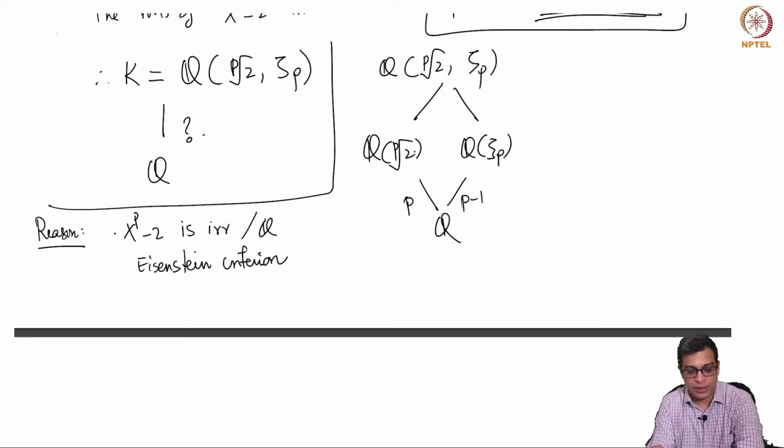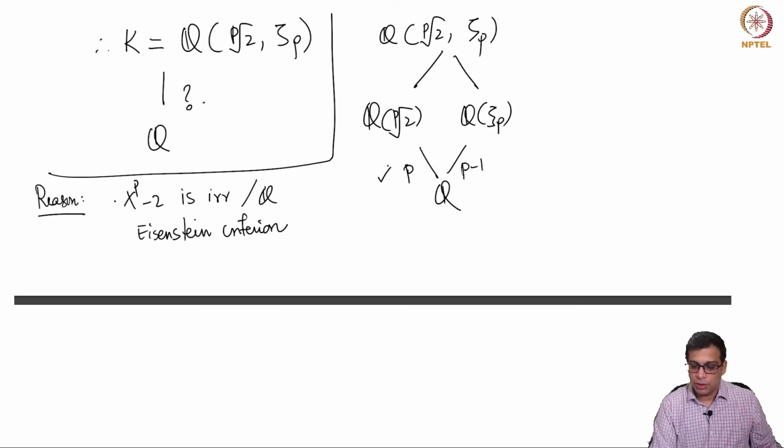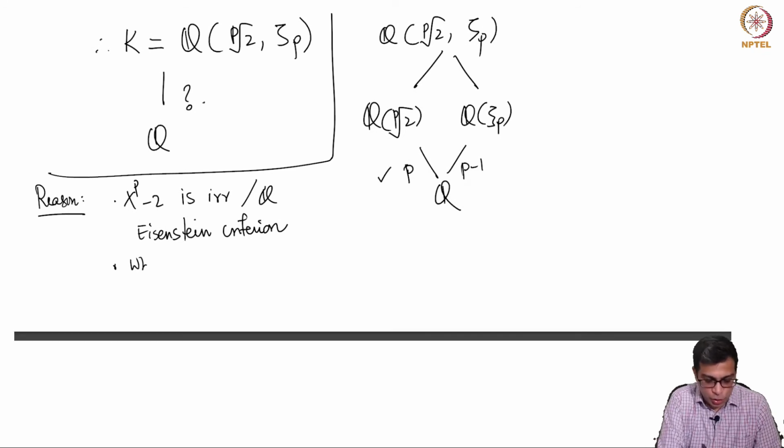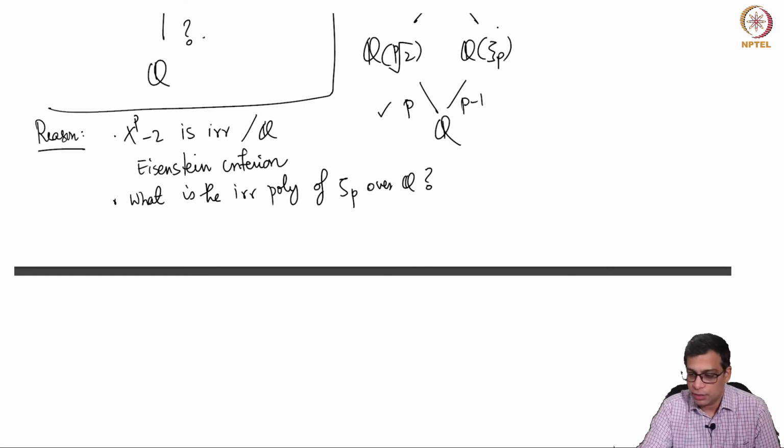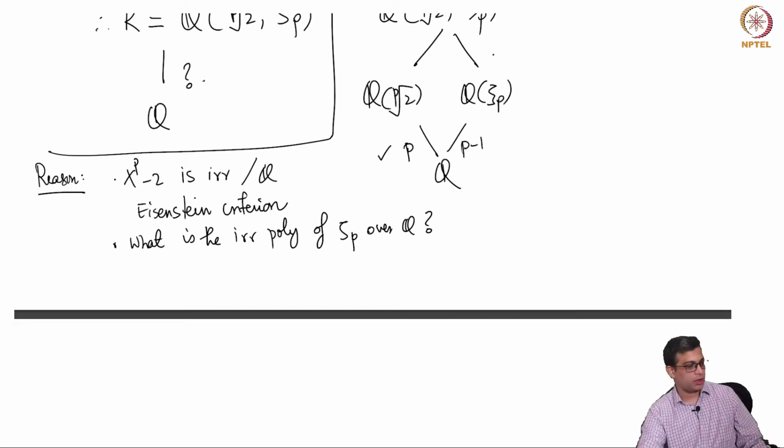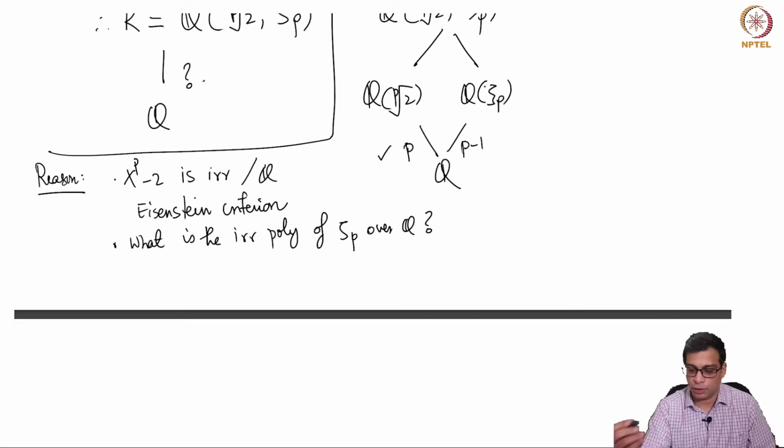Remember, x^p minus 2 is a polynomial that the pth root of 2 satisfies, and x^p minus 2 is irreducible, so this degree must be p, right? So that is okay. On the other hand, what is the irreducible polynomial of this? This is a primitive extension, as it is called. That means it is generated by a single element. We will talk about primitive extensions in detail later.